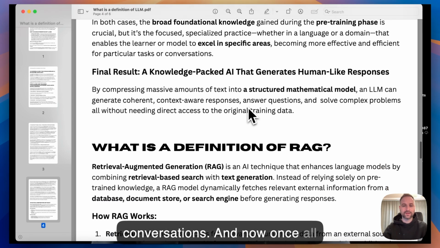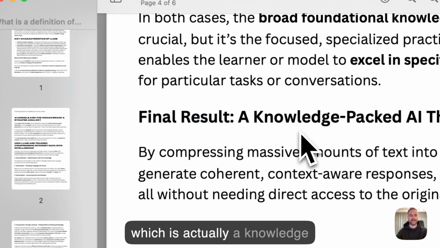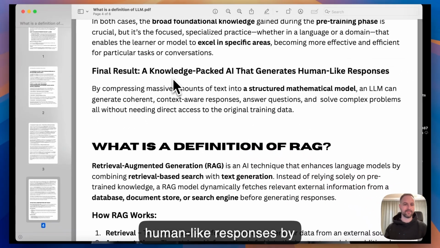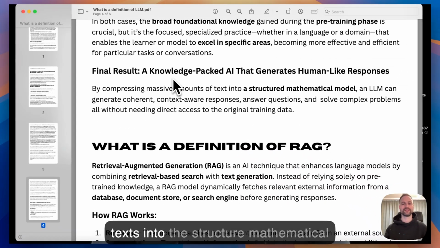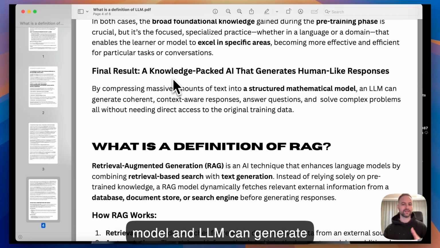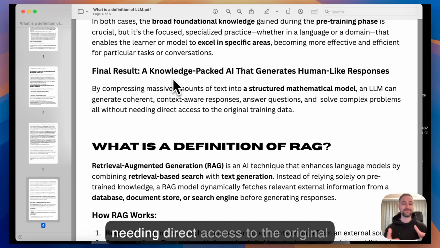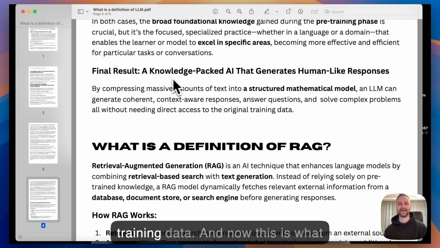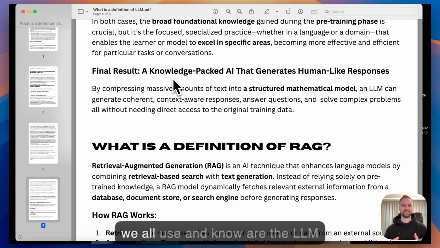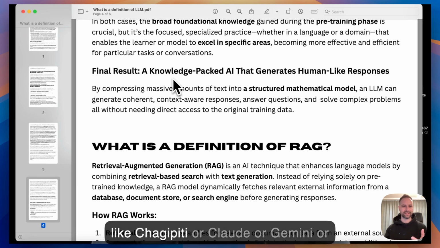And now, once all that is done, we have the final result, which is actually a knowledge-packed AI that generates human-like responses. By compressing massive amounts of text into a structured mathematical model, an LLM can generate coherent, context-aware responses, answer questions, and solve complex problems, all without needing direct access to the original training data. And now this is what we all use and know as the LLMs like ChatGPT or Claude or Gemini or Grok.